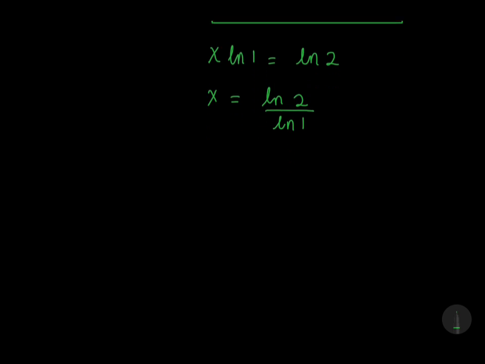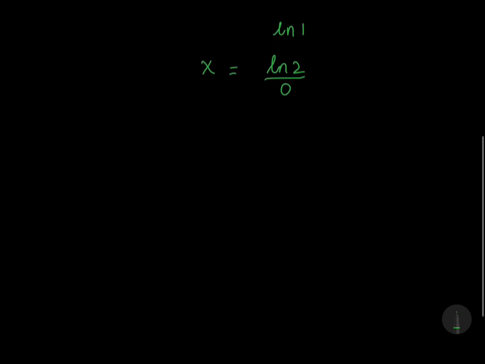Just notice something. ln 1 is just 0, which means there is no real solution to this equation. But there is a complex solution, and we're gonna find it.